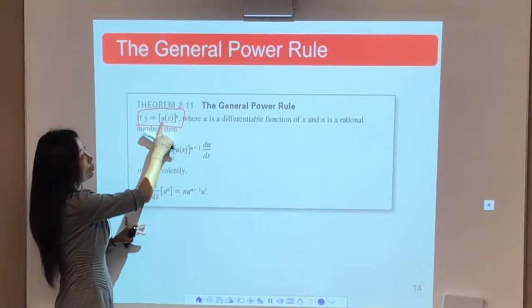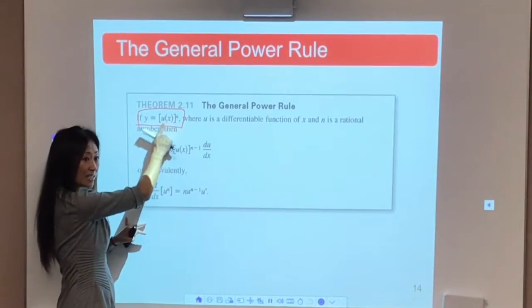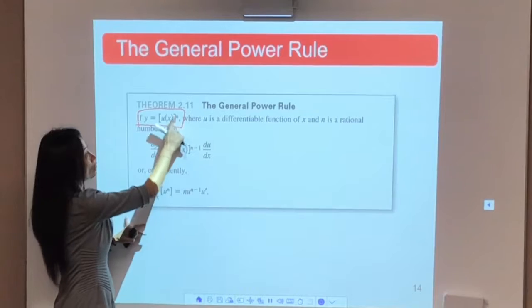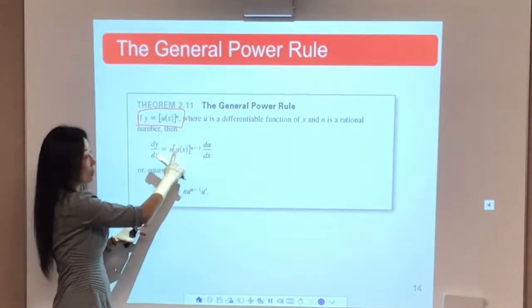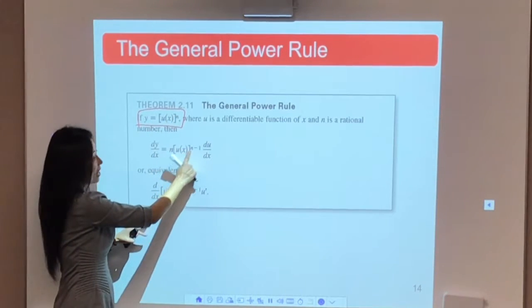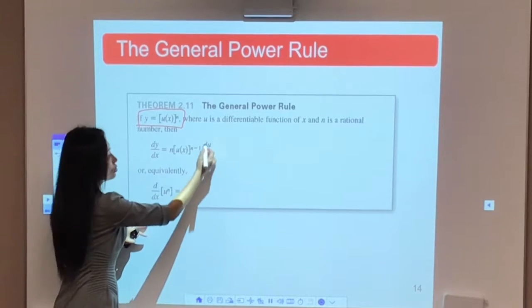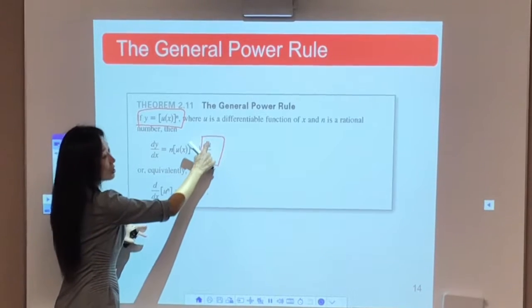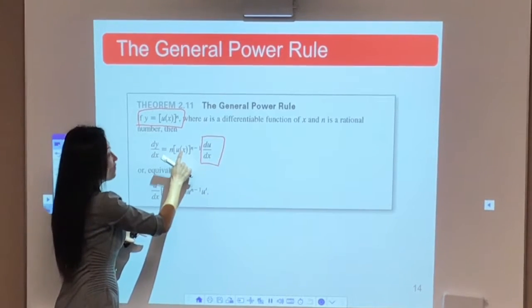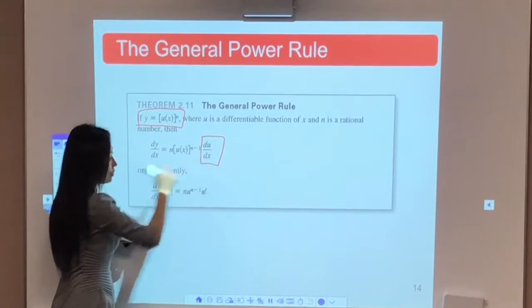But remember, you have a u of x. There's a composite function inside right here, okay? So you do what? Put the n in the front, u of x, and one less power, and then what did you do? This is your new thing. What do you do? Take a derivative of that function, du dx.